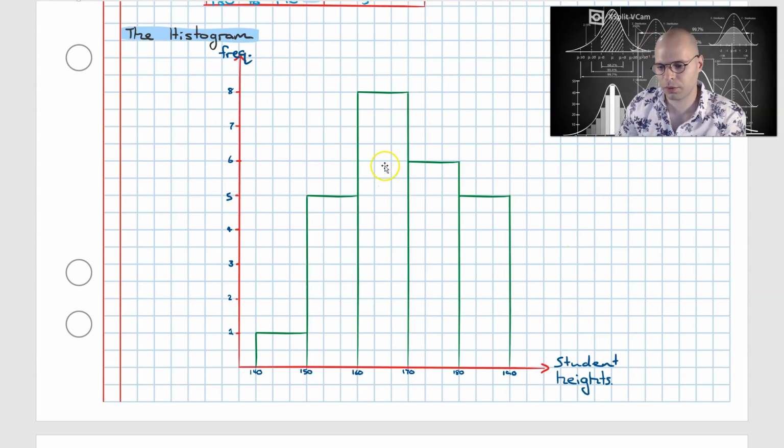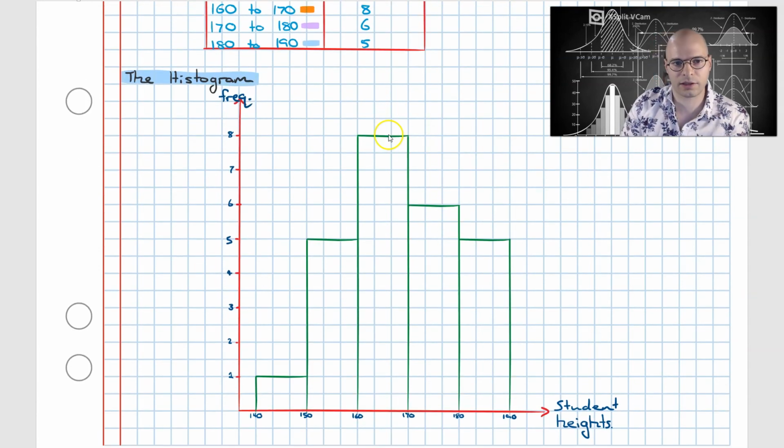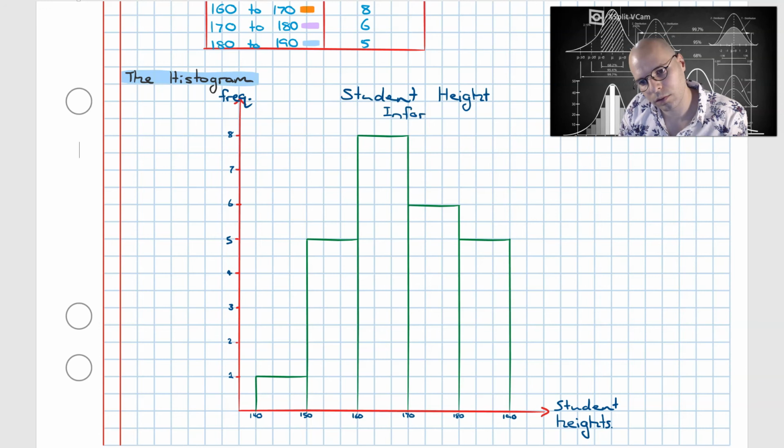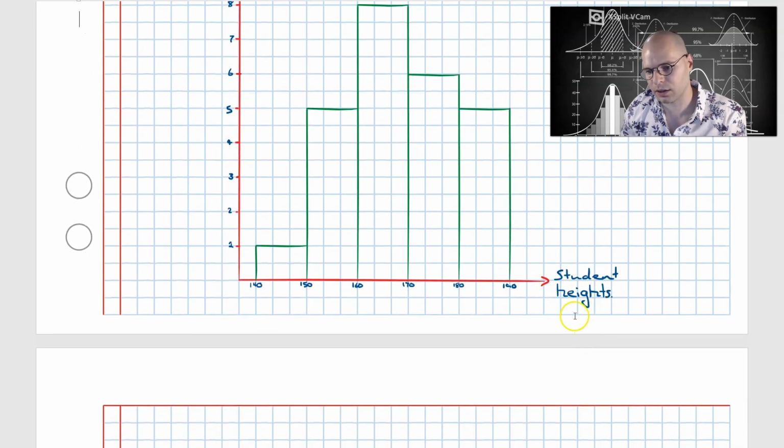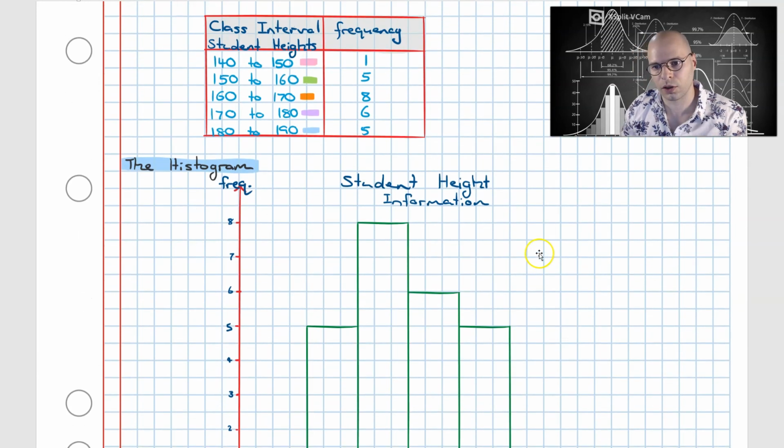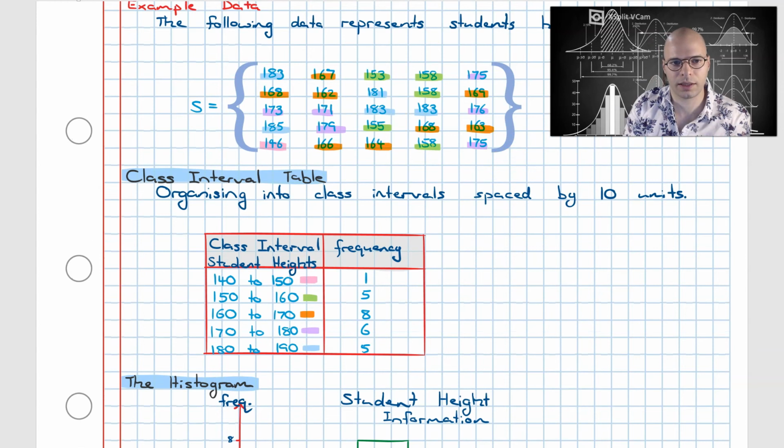And thus what we're presented with here is a beautiful histogram. Now the final thing I should do to annotate this is give it a title. In this case I'm going to call it student height information. And I'll give the horizontal axis here some units. I'll give it centimeters. It really should have been specified up here.